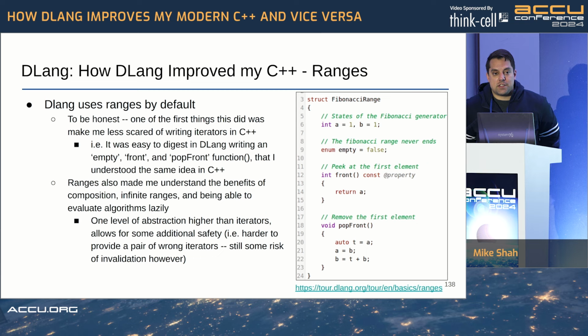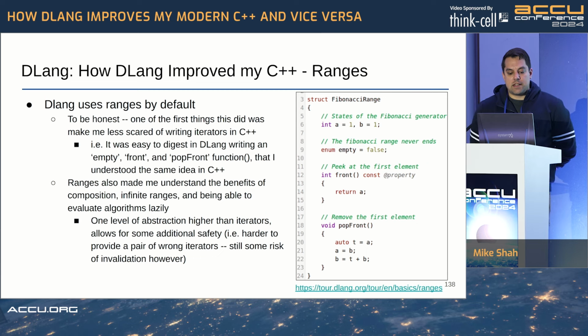D uses ranges by default. And again, to be honest, this was something that was quite nice. In fact, the interface for writing an iterator, or a way to iterate through a range, in D is quite nice. You need three things. You need an empty function, or something that determines if the range is empty or not. You need a front, so you can look at the first element, and you need a popFront, so you can move forward. And that's it.